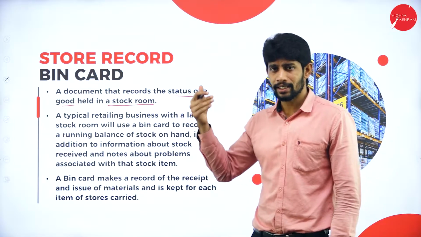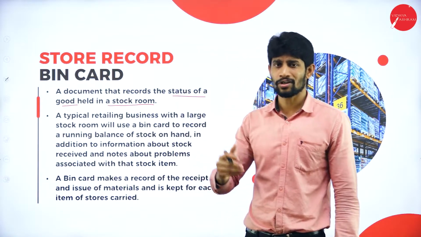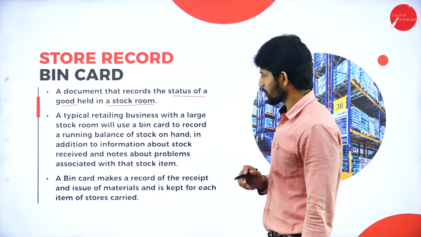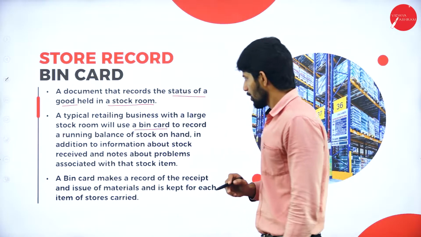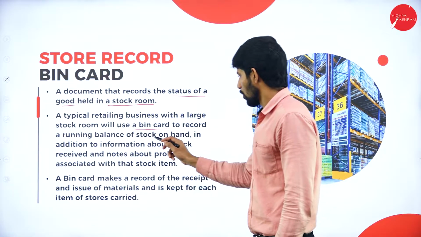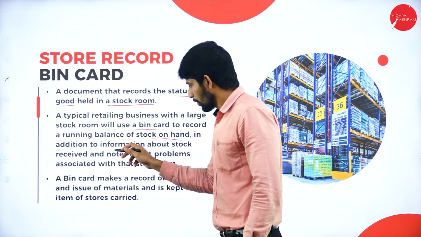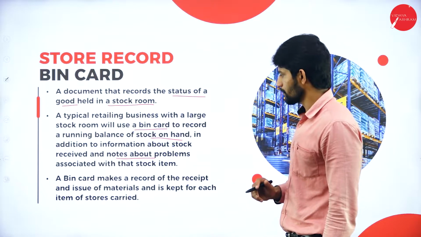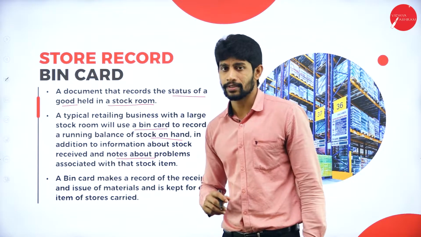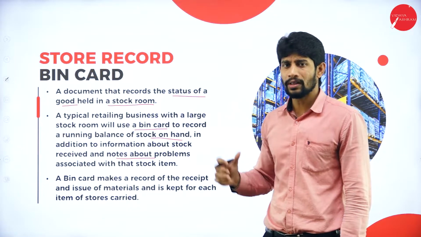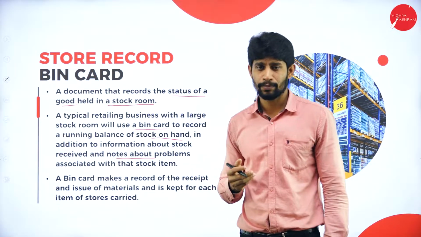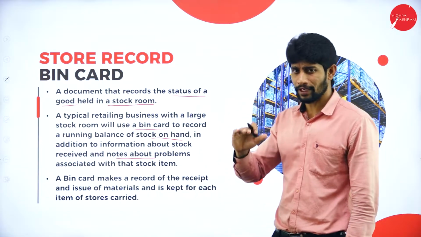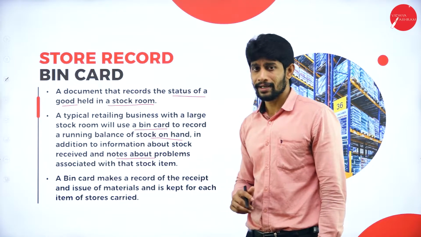So if you open the bin card, the details will be written: what is the stock we have in our particular storeroom. A typical retailing business with a large stock room will use a bin card to record a running balance of stock on hand, in addition to information about stock received and notes about problems associated with that stock item. So this bin card will have all the details about when the stock is purchased, whether there is any problem, or whether any stock is returned to the supplier. So every piece of information will be available in this particular bin card.